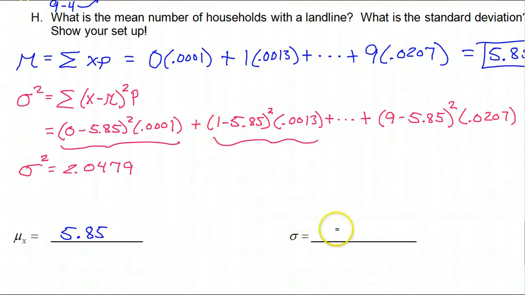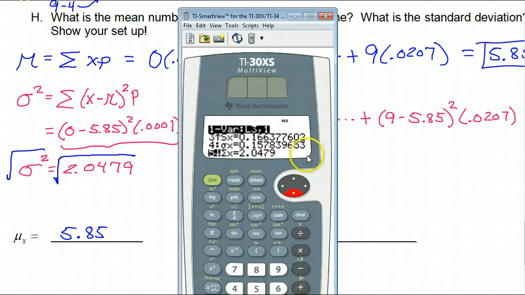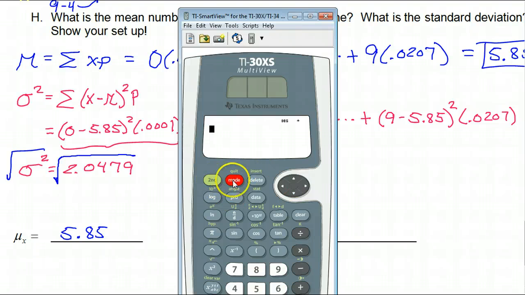So this is not the answer. I'm not going to put 2.0479 here. This is the variance. This is the standard deviation squared. If I want the standard deviation, I need to take the square root of both sides. So let me just get to a clear screen. If I do the square root of 2.0479, this is going to give me the standard deviation.